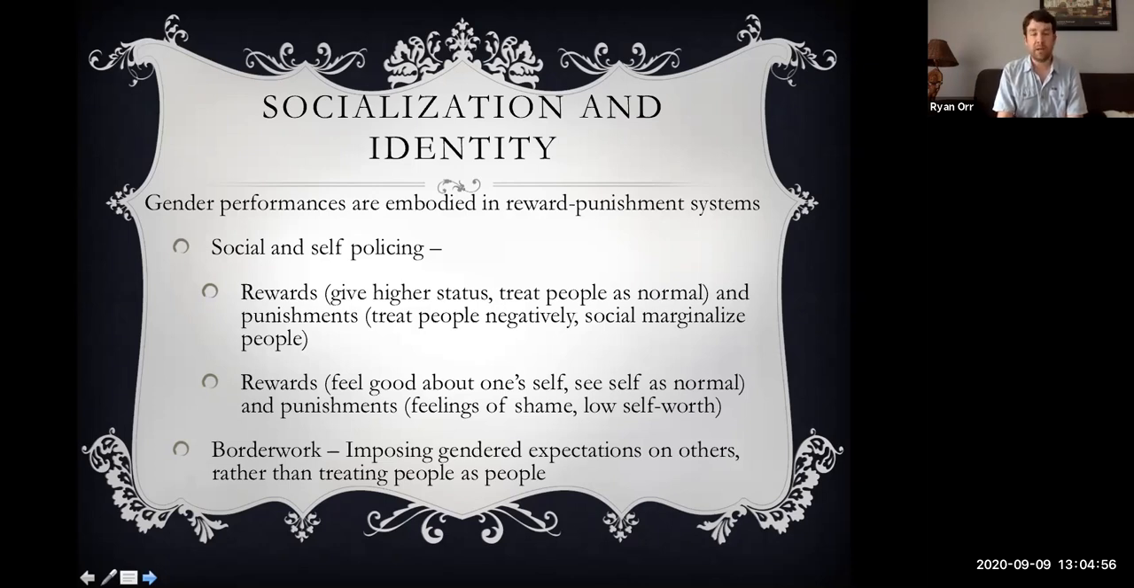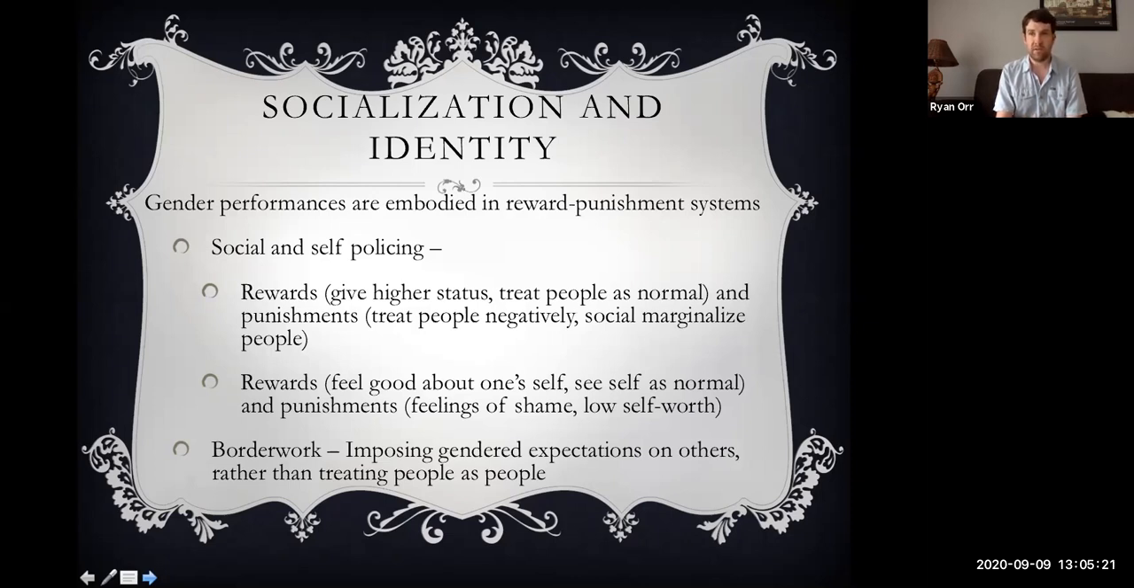So finally, we could talk about this concept of border work, which they talk about in the chapter. Basically here is where we see people imposing the rules of the game on others. And so treating students not as students and not as people, but as girls and boys. So we talk about this a lot in my intro class when it comes to sports.